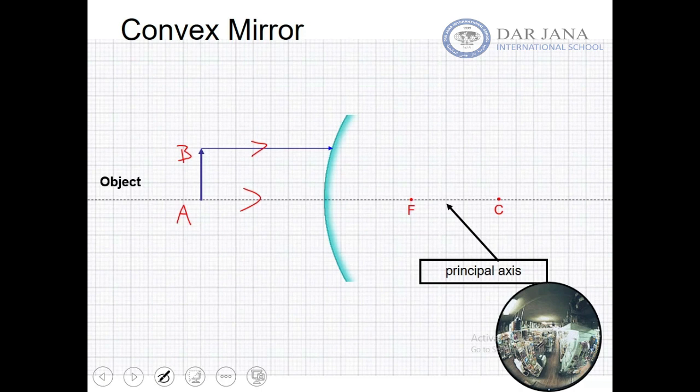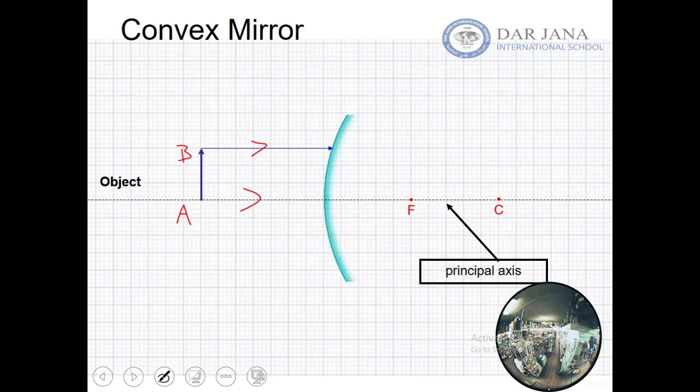But in this case, this incident ray cannot penetrate inside the mirror, so it cannot continue and will not reach point F. So the reflection of this incident ray will be in this form. Why in this form? Because if we elongate the reflected ray, it will pass through point F.